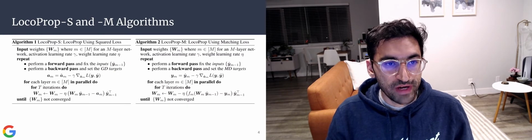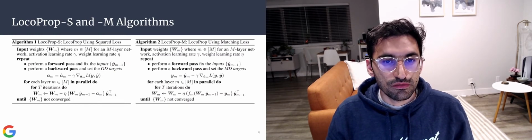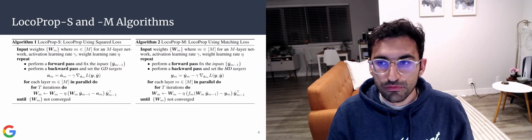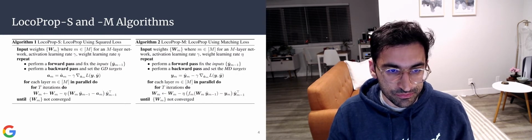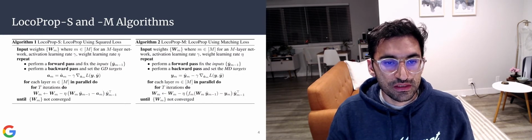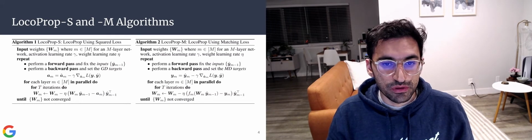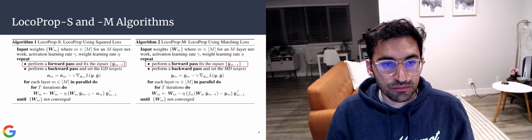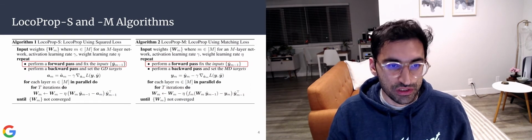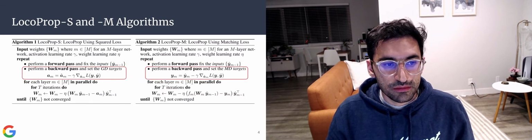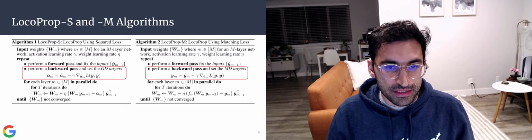Here we show two variants of our LocoProp method, namely LocoProp-S for squared loss and LocoProp-M for matching loss, or in other words, the Bregman divergence tailored to the transfer function of each layer. In both cases, given a mini batch of examples, the update proceeds by performing a forward pass to calculate the inputs to each layer. Then it proceeds by performing a backward pass to calculate a form of target.